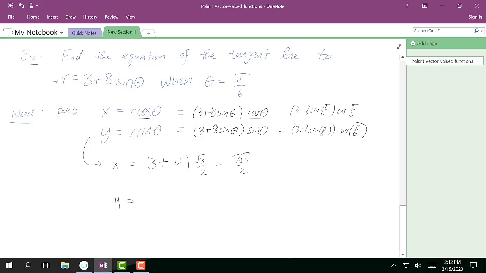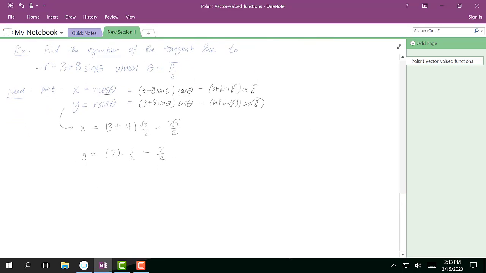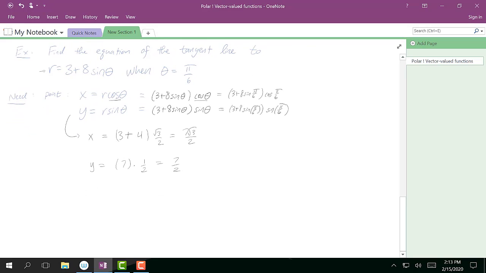Now for y, what we get is the same thing here. So we're going to get 7, multiplying it by sine of pi over 6, which is 1/2. So we get 7 over 2. Okay, so we found the first thing that we need. We found our point. So our point of tangency, when the line touches the curve, is going to be 7 root 3 over 2, 7 halves.